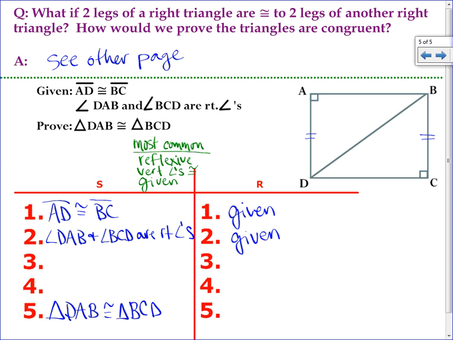Always look for these two right here. Nearly every proof is going to have one or the other or both. Because they share a side, we can say they're congruent to each other. Okay, so let's do that. And you could do this in step 3 or step 4. Does not matter.